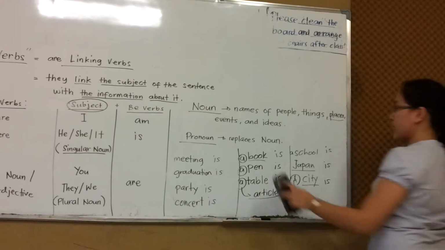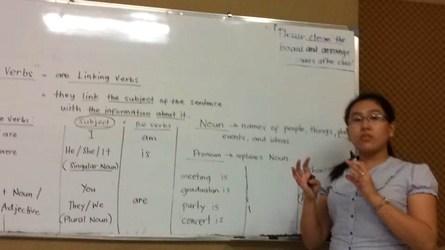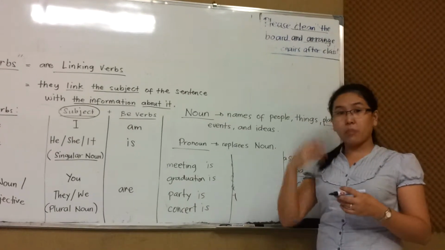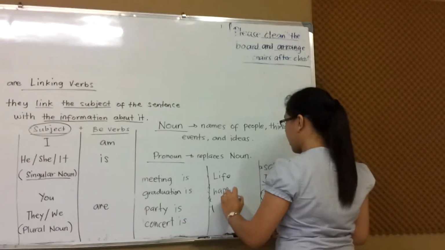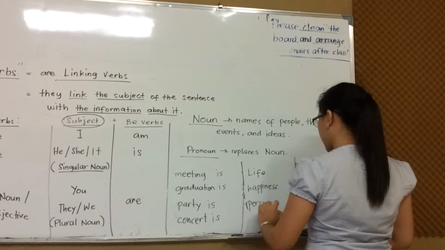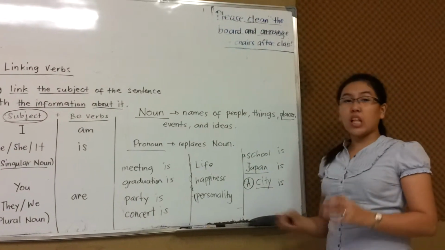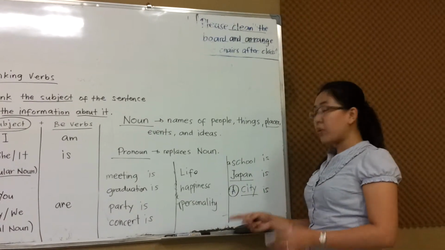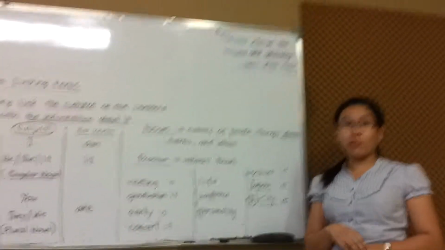Next, how about ideas? Okay, so when we say ideas, these are something that we cannot touch. Okay, so we can only feel or think about it. So for example, we say life, happiness, personality. Alright, so these are ideas, okay? So for example, a life or the life is, okay? Or you can say happiness is, or personality is, okay? Yeah, singular. But then some of them, you can also use in plural form, alright?